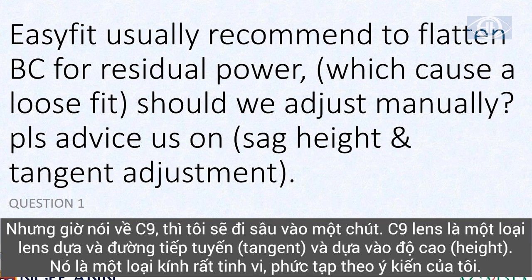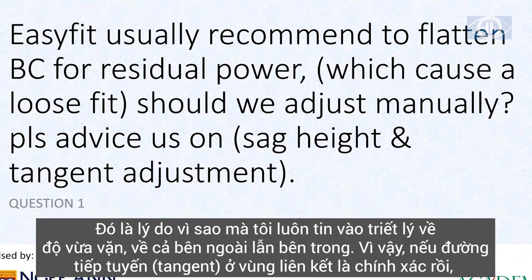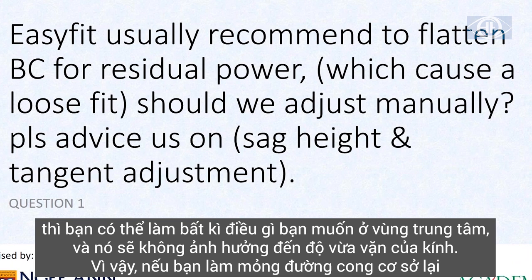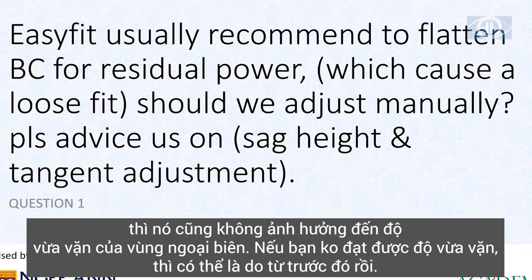The C9 lens is a lens based on tangents and based on heights, and it is an unlinked system. It's a very sophisticated lens. From my perspective, the way we have to fit lenses, that's why I really believe in this fitting philosophy, from where you weigh out from the outside to the inside. So at the moment, your tangents or your alignment zone is already correct. You can do in the center what you like, and it won't affect the fit. So if you flatten the base curve residual power, it won't affect your peripheral fit. So it won't cause a loose fit.